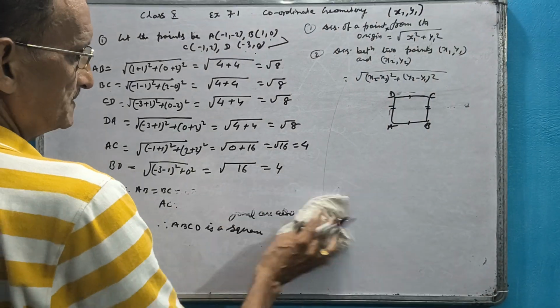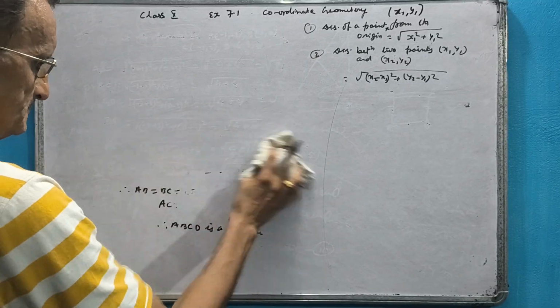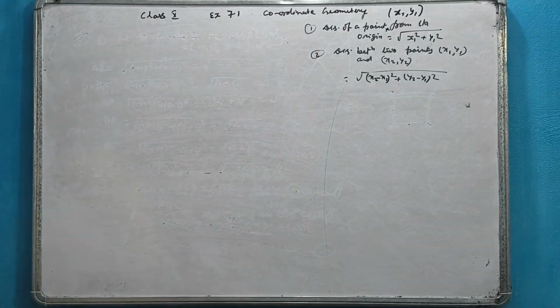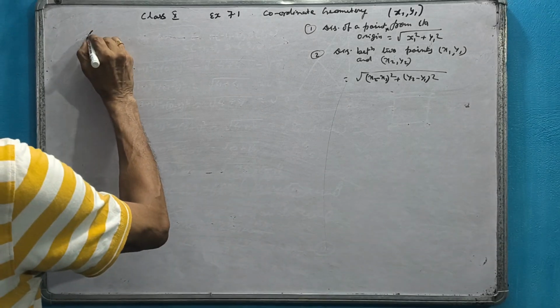So I think this is clear. So we will go to the next sum. Okay, 6 number 3, I am doing now.